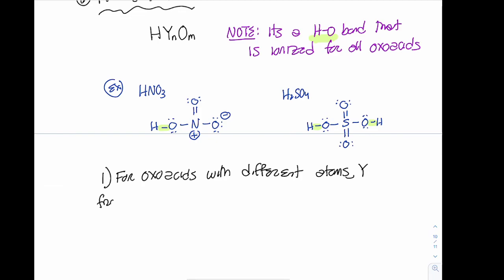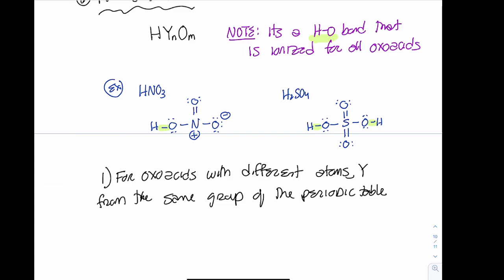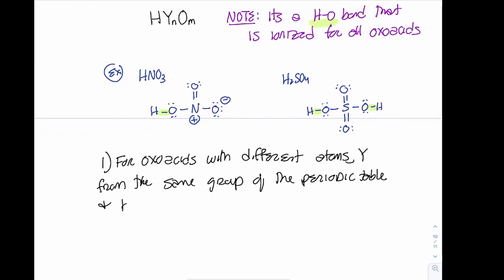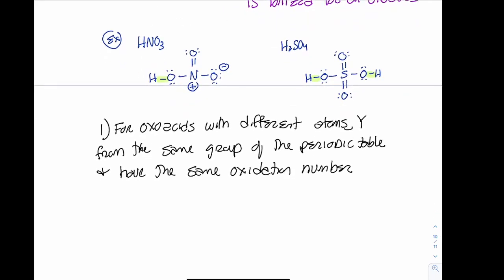But from the same group of the periodic table, and have the same oxidation number. What that really means for us is they're going to have the same number of oxygen atoms. If their oxidation number is the same, then they're going to have the same number of oxygen atoms. You can think about it that way. So different Y, where the Y is from the same group of the periodic table, and it has the same oxidation number, which means they're going to be bonded to the same number of oxygen atoms.